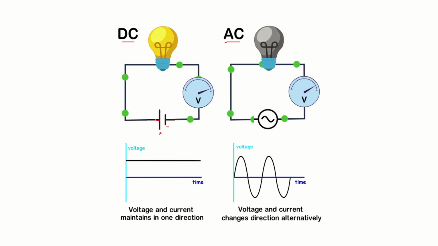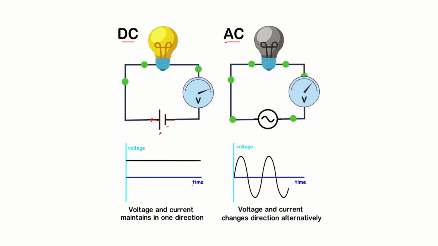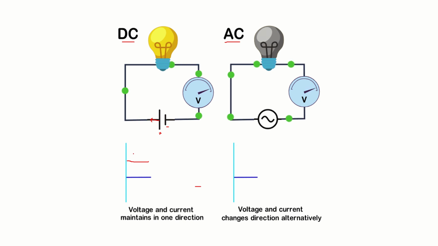Conventionally, we represent it from the positive terminal of the battery to the negative, always in one direction. And also the magnitude of the current remains constant over time. So, we represent it like this straight line on the graph. Even the voltage is the same, constant over time.